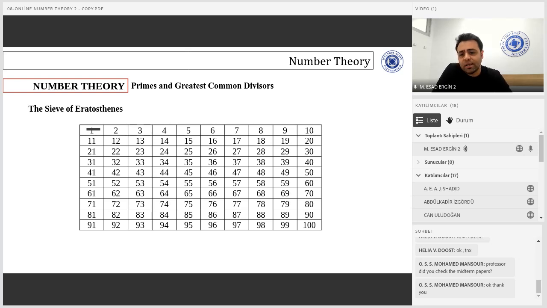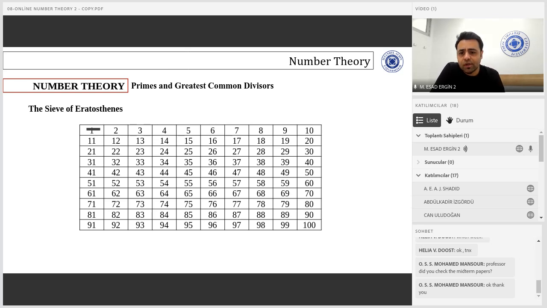And one of the mathematicians, or one of the interested people, is Eratosthenes. He tried to find a way to define the prime numbers, and he took 100 numbers and tried to find a way to determine what the prime numbers are in this set of 100. For example, at first we just eliminate 1 because it cannot be a prime number.